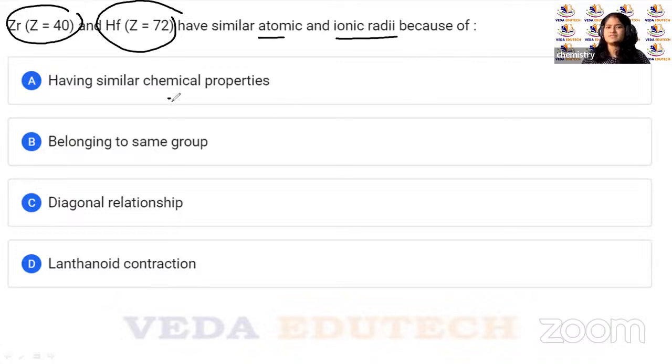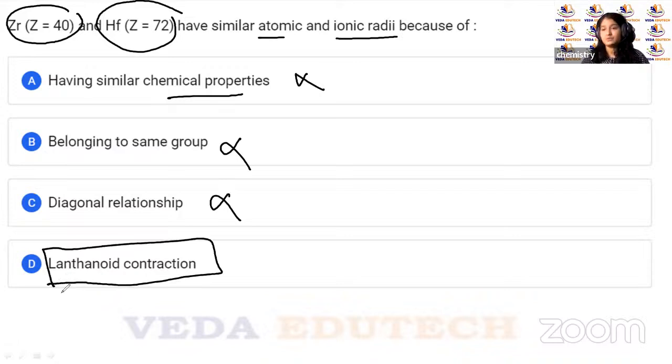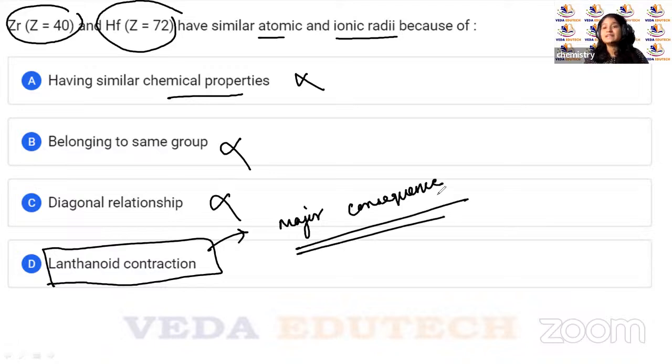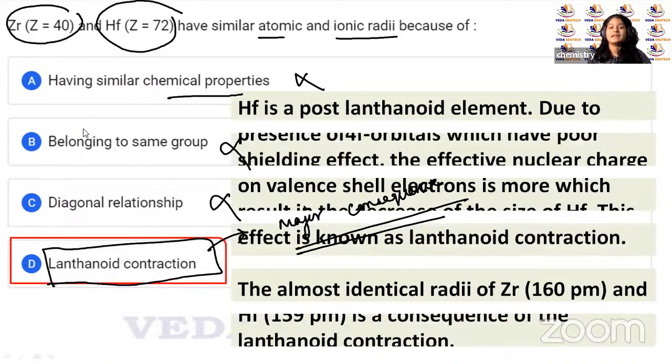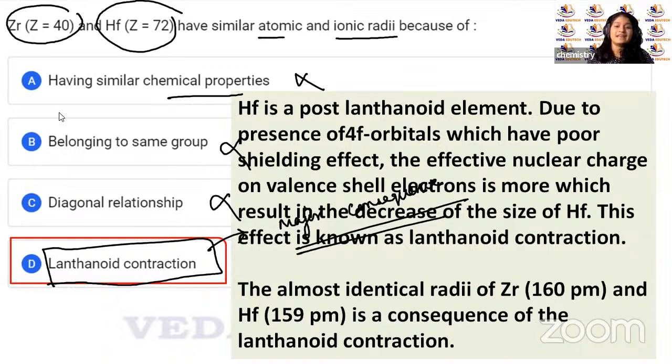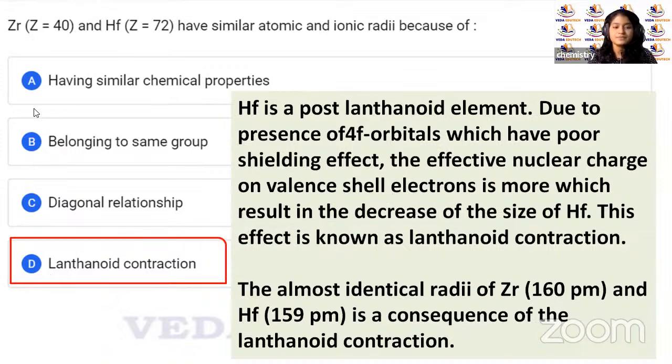Is it because they have similar chemical properties? There is no link as such. They belong to the same group, but no link like that. Diagonal relationship? No. Then lanthanoid contraction. This is going to be your answer, right? We know that a major consequence of lanthanoid contraction is the similarity between atomic and ionic radii.